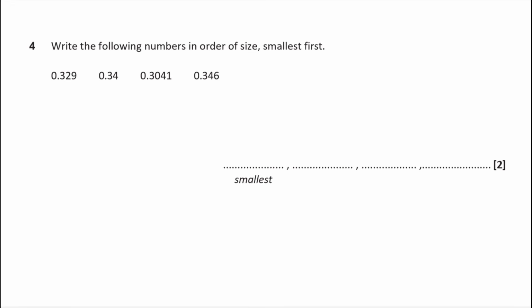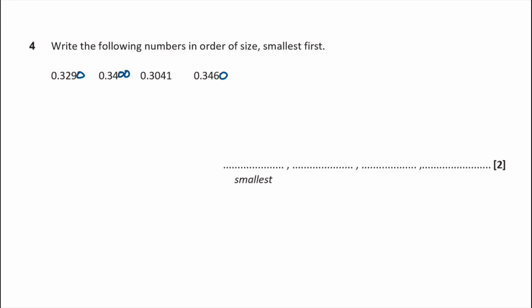Question 4, write the following numbers in order of size, smallest first. Now, they're all decimals, aren't they? But some of them have got different number of digits than others. I like to kind of pad them out so they got the same number of digits as each other, and I think that makes them easier to compare. So then I can think of them as 3,290, 3,400, 3,041 and 3,460 and rank them like that.